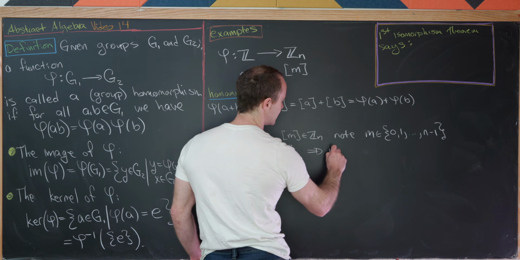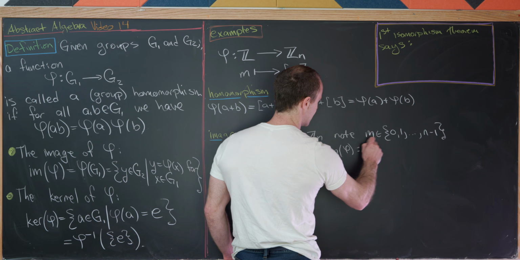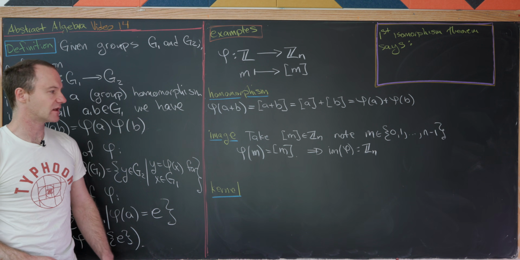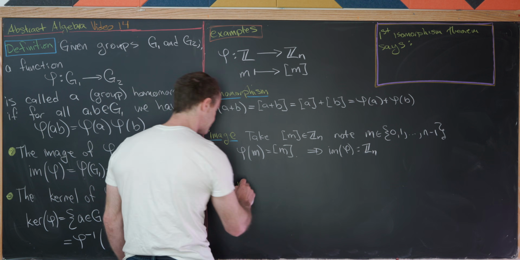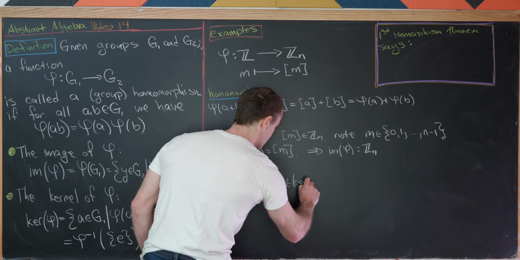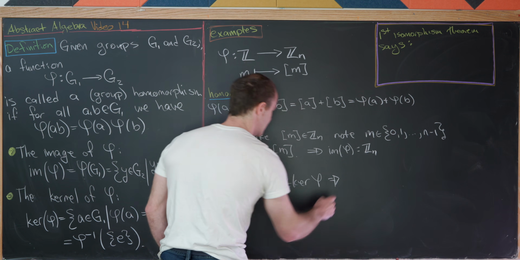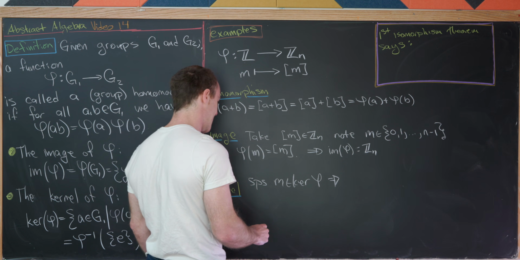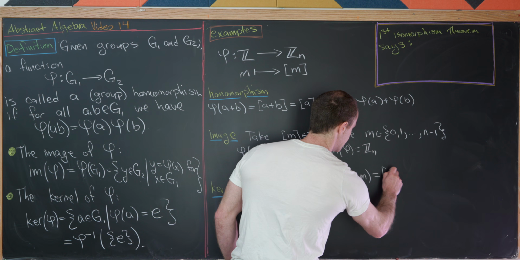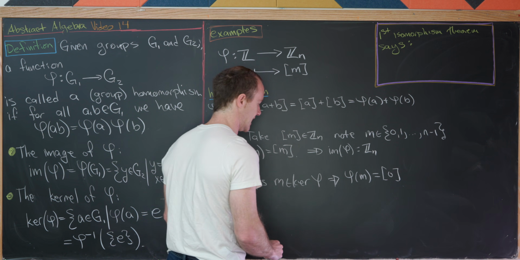So I don't really think there's much to do to show that the image is everything in this case. Okay, so now let's find the kernel. Let's suppose that m is in the kernel of phi, but notice that means that phi of m is equal to the 0 equivalence class.